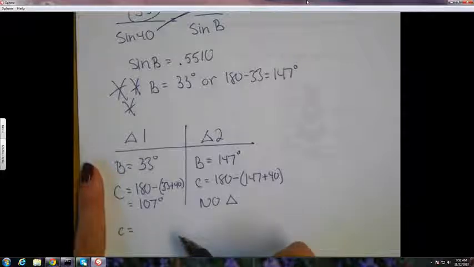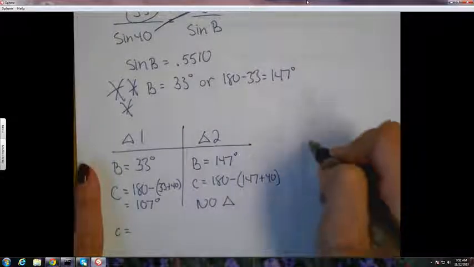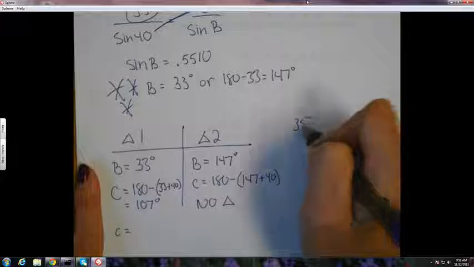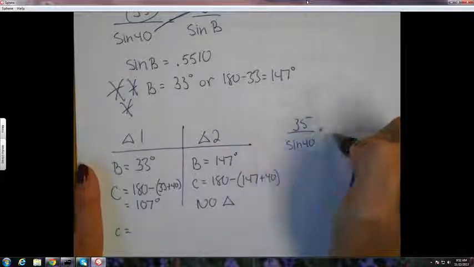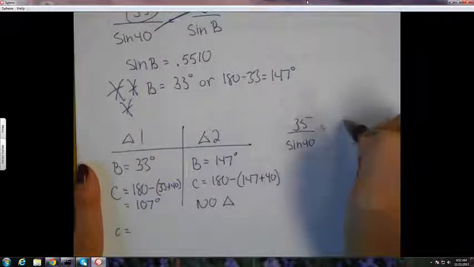Gotcha. Okay, so we're going to set up the 35 over sine of 40 equals little c over sine of 107.